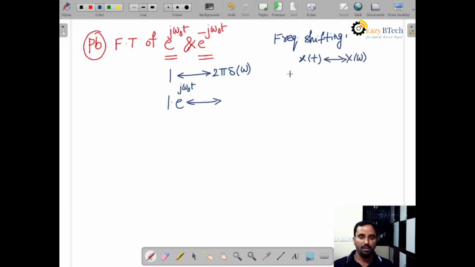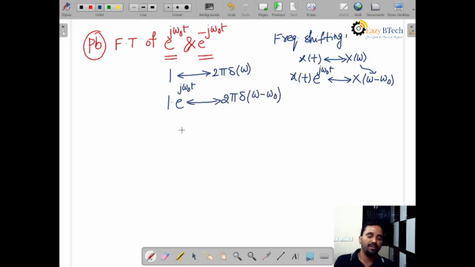Now x of t multiplied by e to the power j omega naught t. The Fourier transform is X of omega minus omega naught. This is frequency shifting: omega becomes omega minus omega naught. So same concept here, wherever you have omega, you put omega minus omega naught. So what will be the answer now? 2 pi del of omega minus omega naught. So this is for e power j omega naught t.